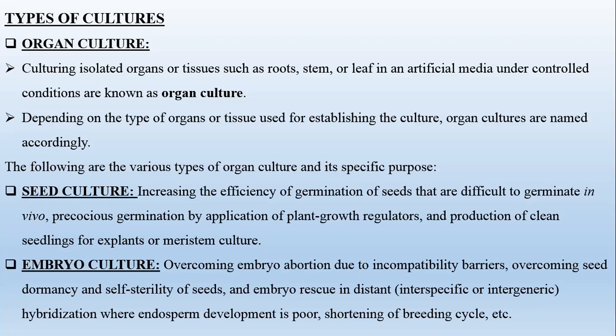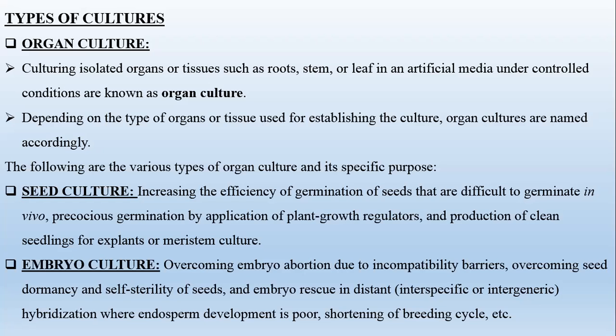So such types of seeds and crops are there in which there is a problem of germination, or some specific types of seeds are there in which we do not have explants. So in these cases seed culture is mainly used. Secondly, embryo culture: overcoming embryo abortion due to incompatibility barriers, overcoming seed dormancy and self-sterility of seeds, and embryo rescue in distant hybridization where endosperm development is poor, and shortening of the breeding cycle, etc. Embryo culture is mainly used for this embryo rescue technique.